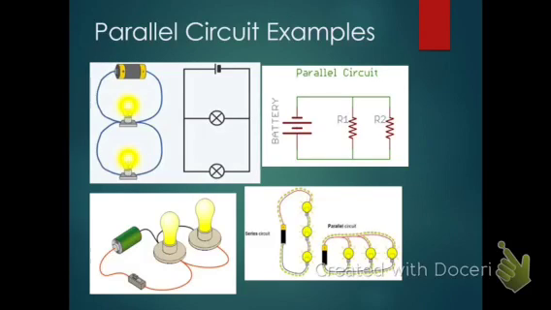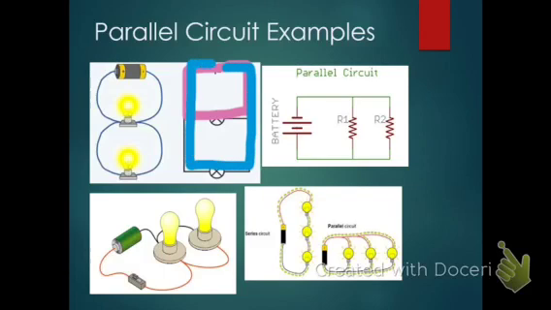Okay, so let's look at this first one. So we're going to go from negative to positive. So here's the first path. And if something happens to that first light bulb and the light goes out, we can still go from our source, and here's our second path. So there's a path to each individual light, and because there's a path to each individual light, if one goes out, the other one's still going to stay on.